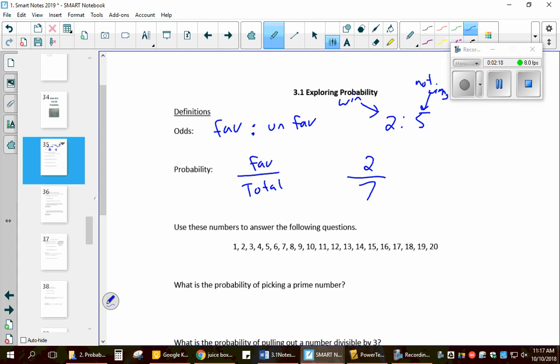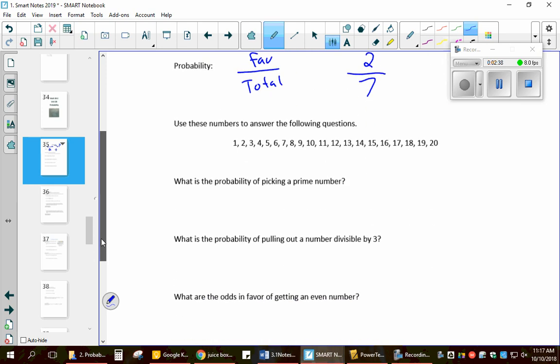You can go back and forth between odds and probability. If they give you odds, can you figure out probability? If they give you probability, can you figure out odds? That's it for the next 2 lessons. It's not too bad, but I find people get confused by it. So we'll do a bunch of examples.